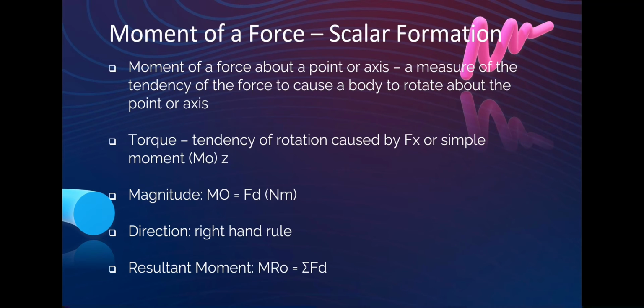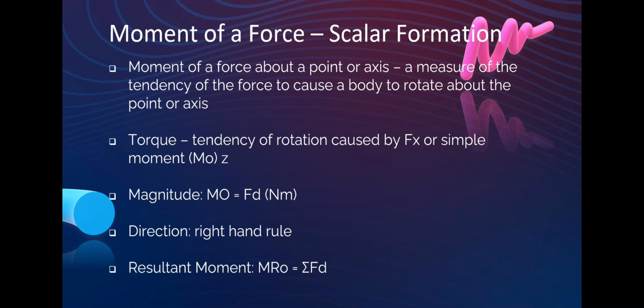There are not a lot of things we need to know. We have magnitude: Mo equal to Fd, where F is force and d is distance, the displacement distance. The unit is Newton meter. For the direction, we need to use the right hand rule. Use our hand and make a grip and use our thumb to point upward. It's like that, upward or inward, depending on the situation.